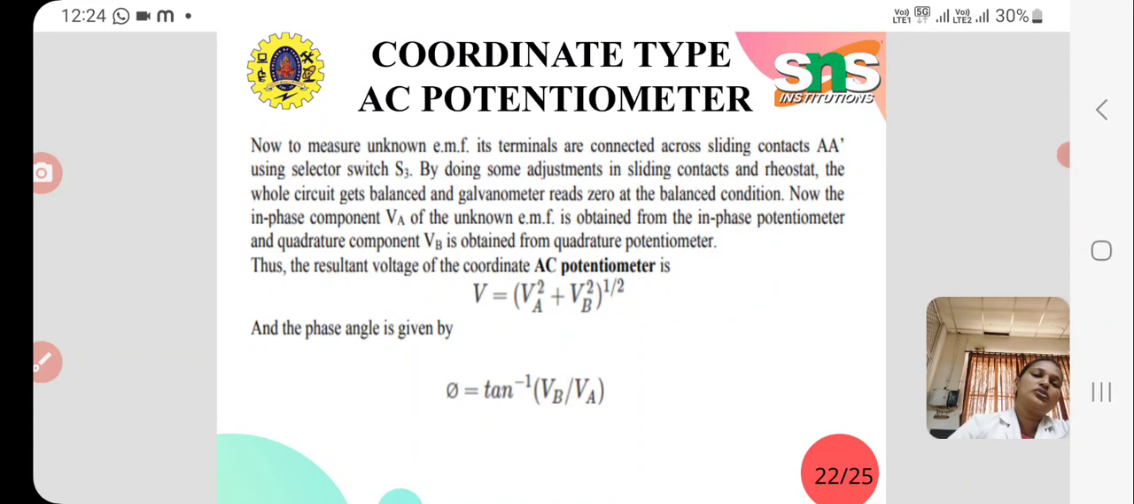So with this we can conclude this topic. Now we have a clear idea about what polar and coordinate type potentiometers are. In the next class we will discuss the advantages and differences between AC and DC potentiometers.